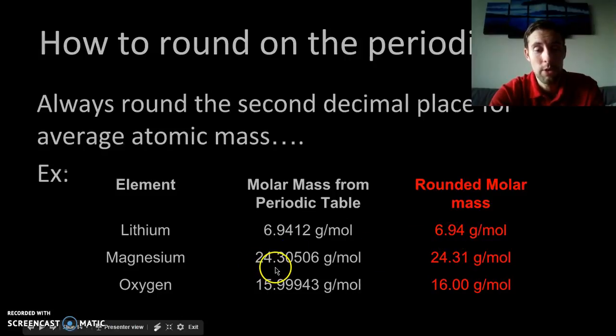For magnesium, though, it's 24.305. That 5 is 5 or larger, so this 0 is going to round up to a 1, 24.31. And oxygen, same deal, 15.999. So this 3rd 9 makes this 9 round up, which makes this 9 round up, which makes this 5 round up, which means we get an even 16.00 grams per mole.